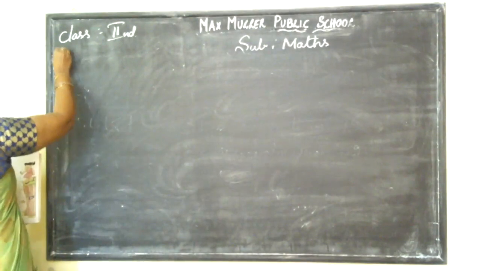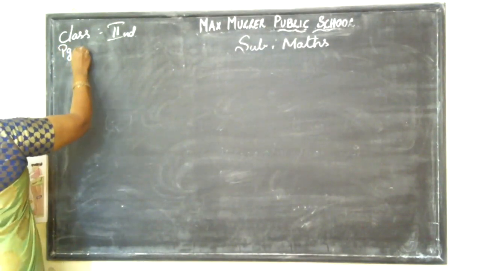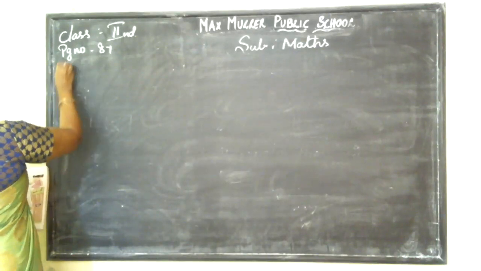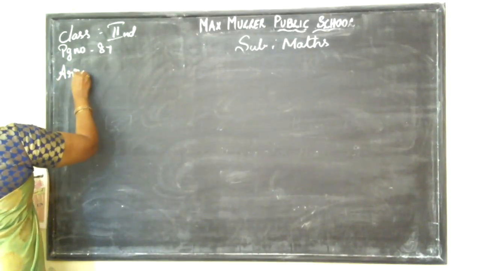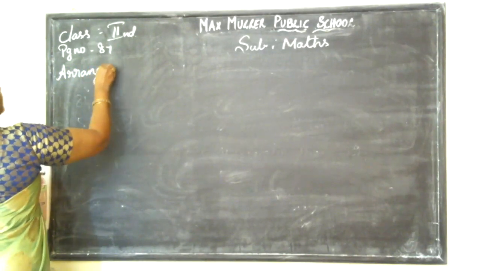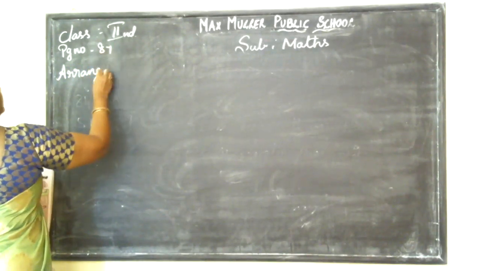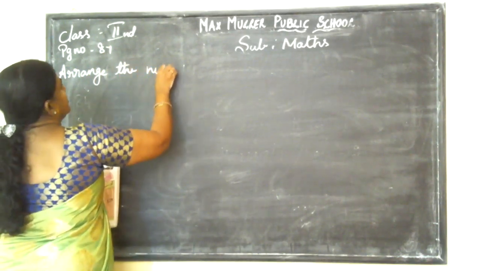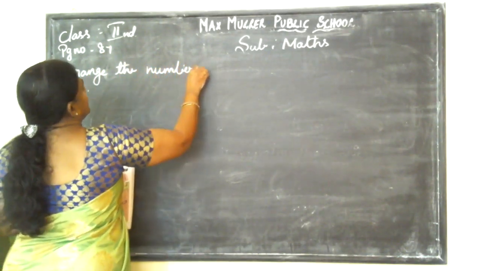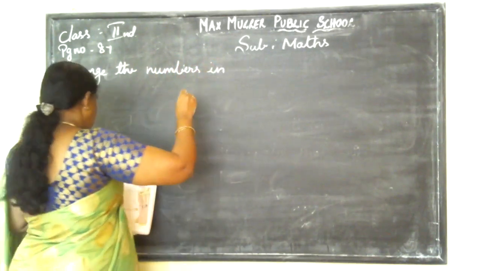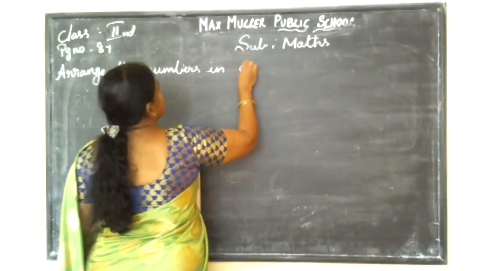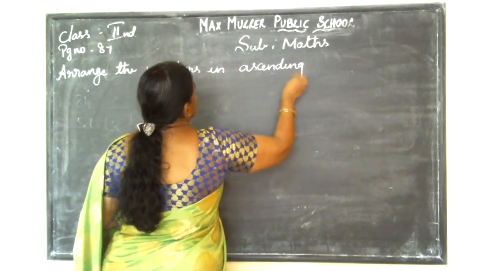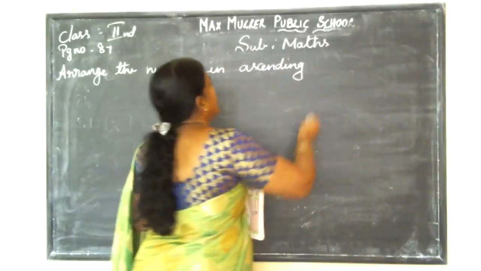Page number 87. Arrange the numbers in ascending order. Ascending order means what, children? Ascending means small to big.